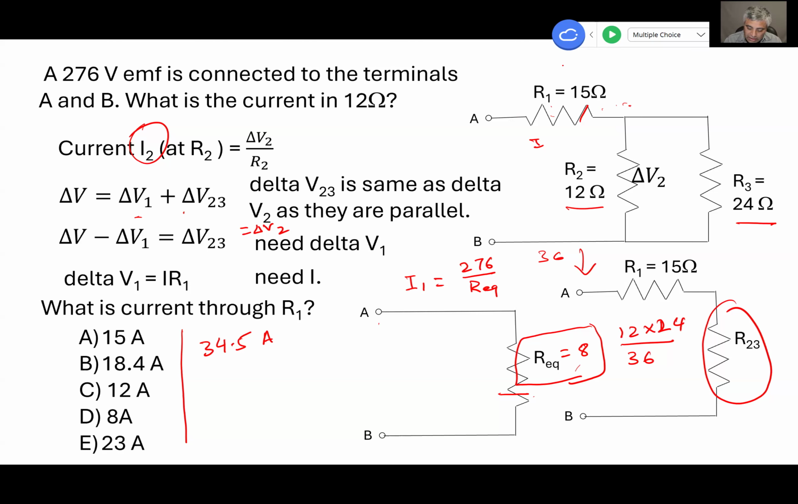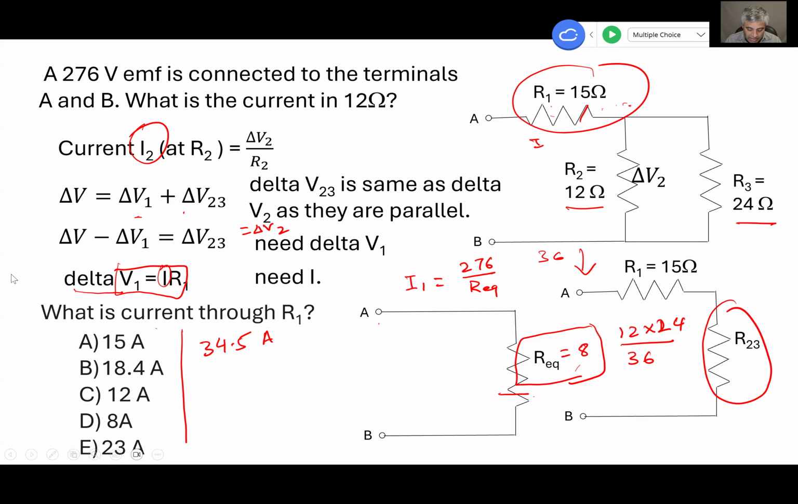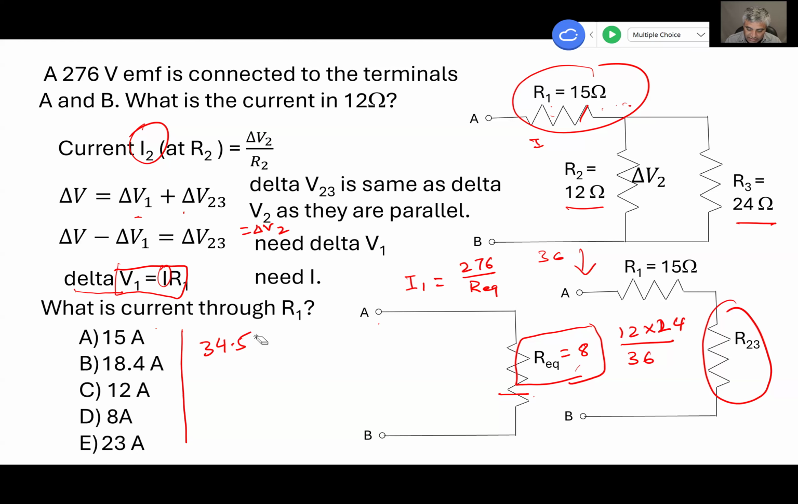So this V1, or delta V1, is I times R1. But for that, we needed to find, let's see, I. And did we find I before? Oh, this is the I we are finding, right? See, we don't know delta V1 yet. So that means we need to find the current through this whole circuit. And for that, we need the equivalent. So is 8 incorrect here?